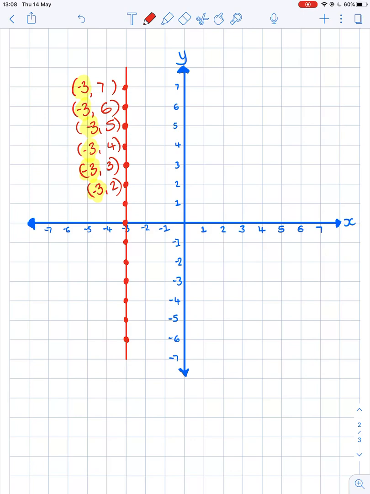What did we call the first value? Think back. The first value is called the x value. And on this line, every single x value is -3. So the name of this line then is called x is -3. That's the name of the line because every x value is -3. Let's draw another line.